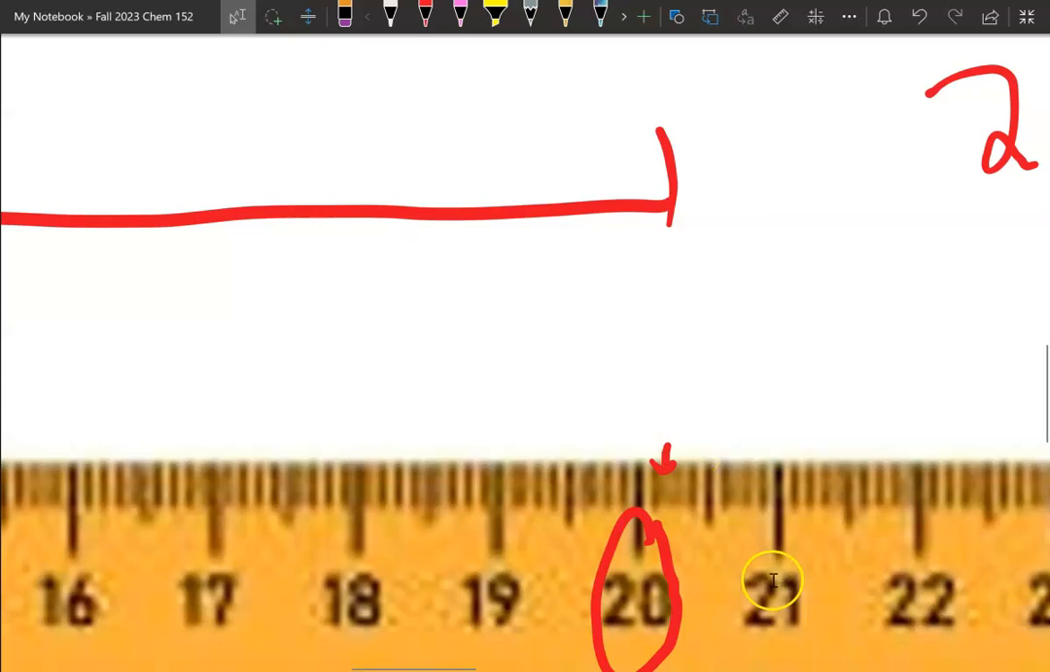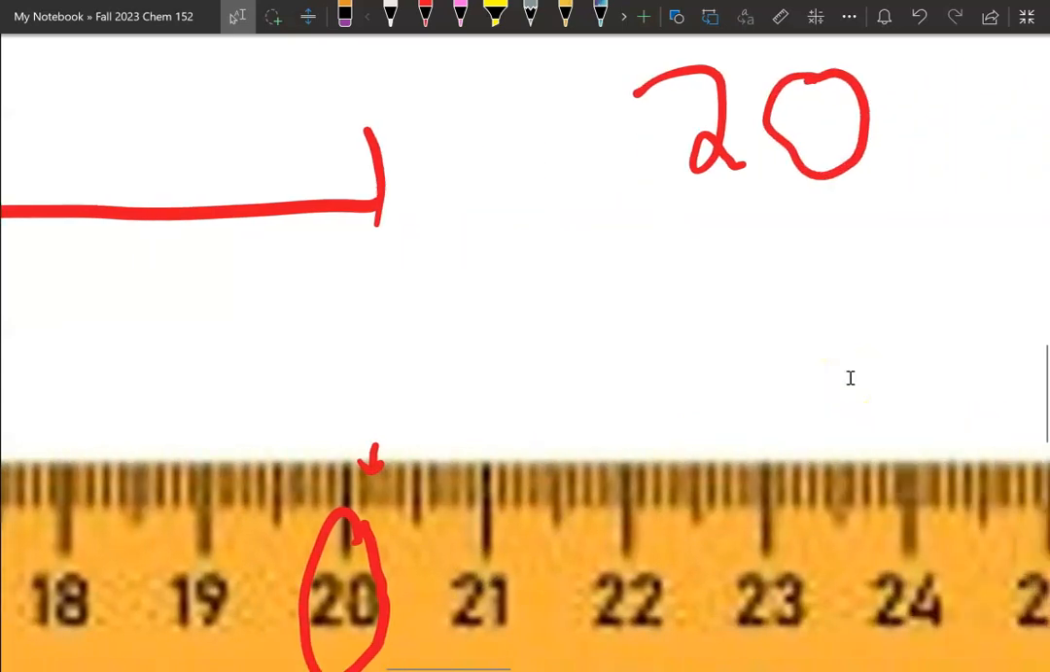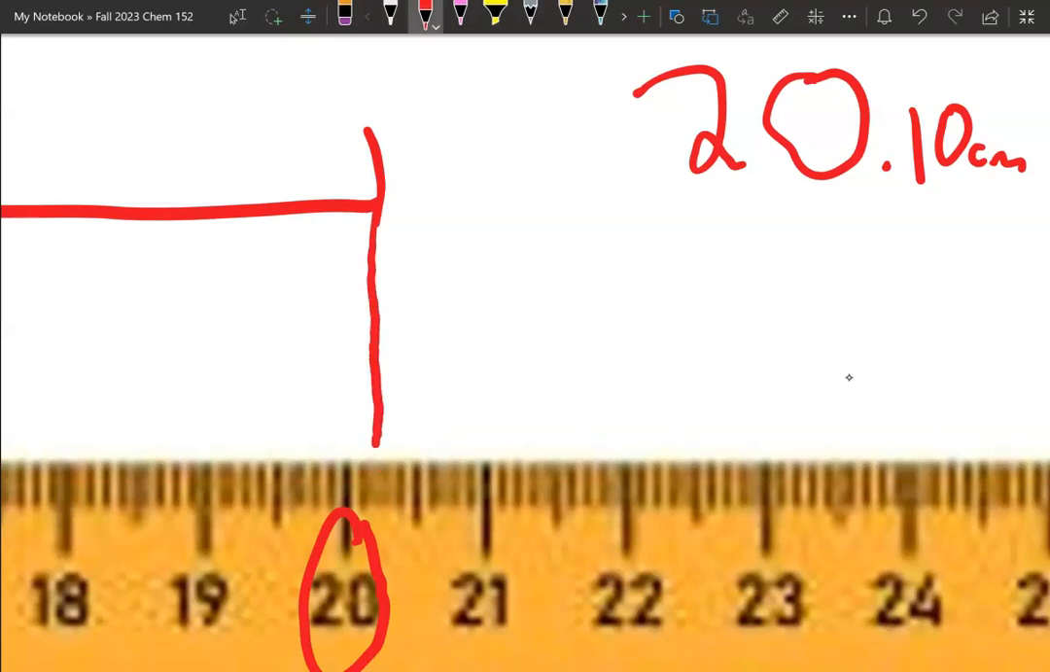That's 20.10 centimeters. Now the 1 I can measure. So this is 1, 2, 3, 4, and then 5. I can measure the 1, but the 0 is an estimated digit, and I can see that this right here, if I bring it straight down, is actually a little bit more than that 0.0. It's going to be maybe 0.15 centimeters.